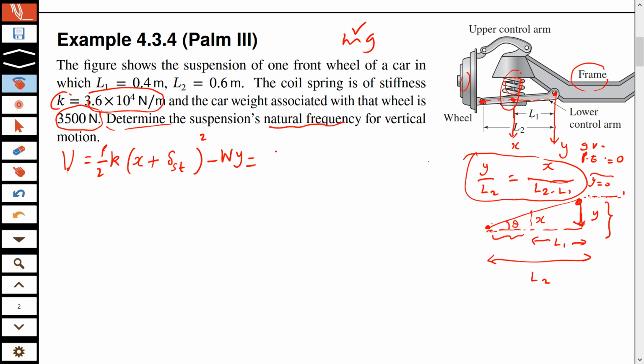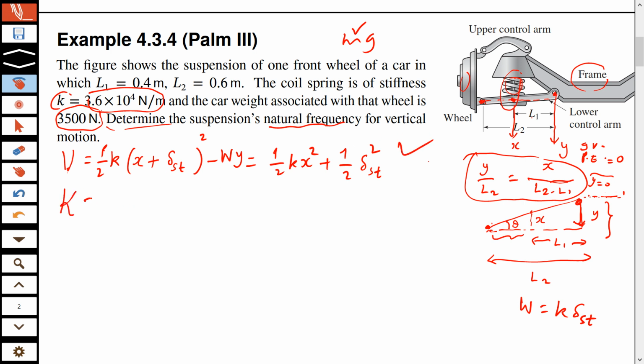And if we expand this, you will have half k x squared plus half k delta st squared, and you know the other term, twice half cancels. k delta st will cancel out with w y, because we know that w must equal k delta st. So as we have seen over and over, this will get cancelled out. So that is the expression for v.